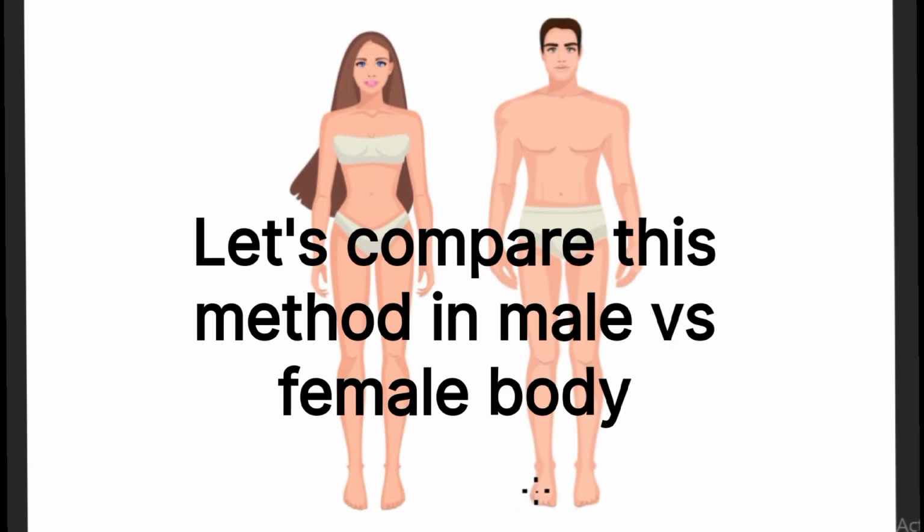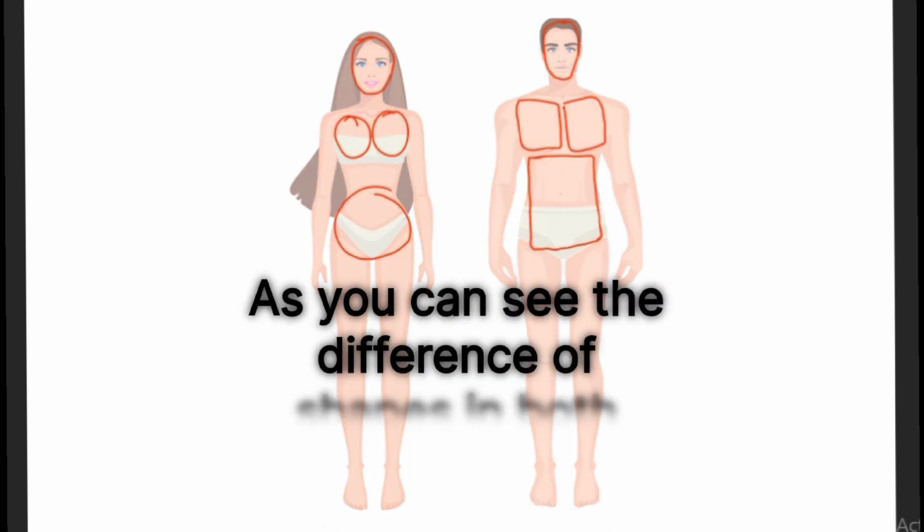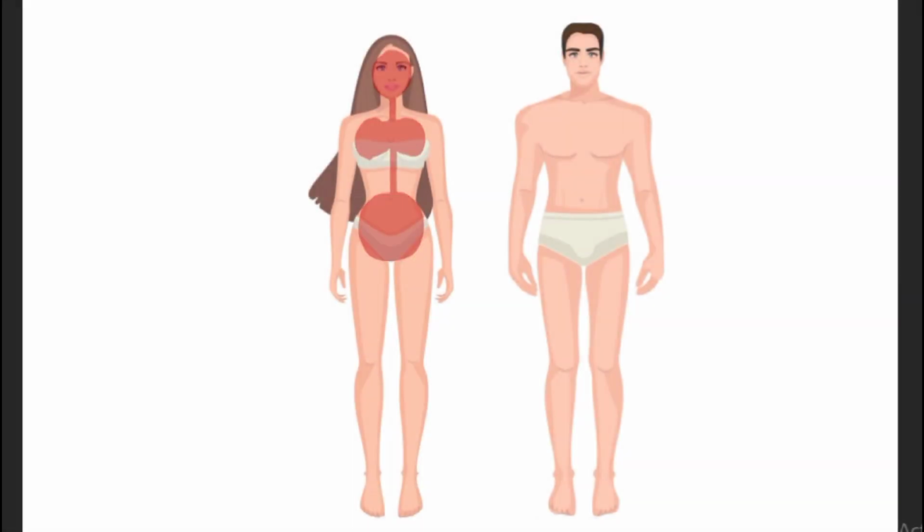Now if we compare the female body structure to the male body structure, we can see the female body is more round and curvy, made up of circles and ovals, whereas the male body is edgy and less curvy, made up of square and rectangle shapes. And if we apply the red region, it fits here too.